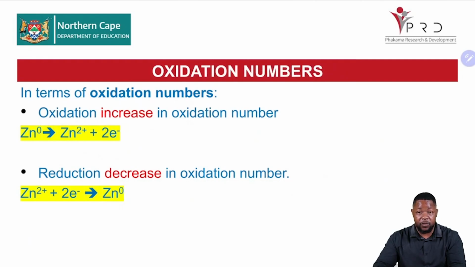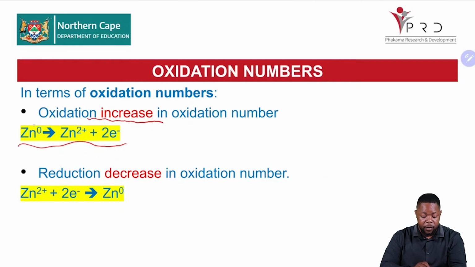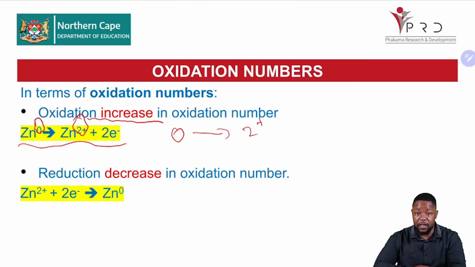Oxidation numbers. We want to define oxidation and reduction again in terms of oxidation numbers. Oxidation defined in terms of oxidation number is the increase in oxidation number. How are we going to see that? Let's look at this half reaction. The oxidation number of zinc here is 0. The oxidation number of the zinc ion on the other side is 2 plus. So the number moved from 0 to 2 plus. So this is an increase in oxidation number. So whenever we see an increase in oxidation number, that means the substance is undergoing oxidation.